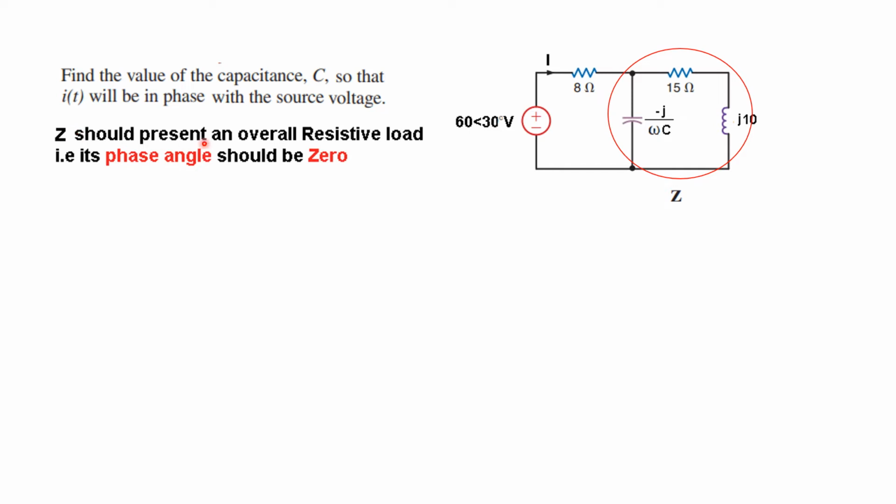So Z should present an overall resistive load. That means its phase angle should be 0. So when it becomes a resistive load, its phase angle will be 0, and so the phase angle of the voltage will be the phase angle of the current.